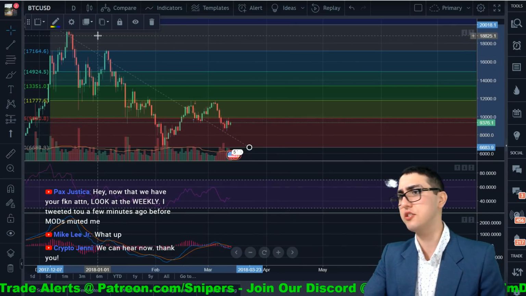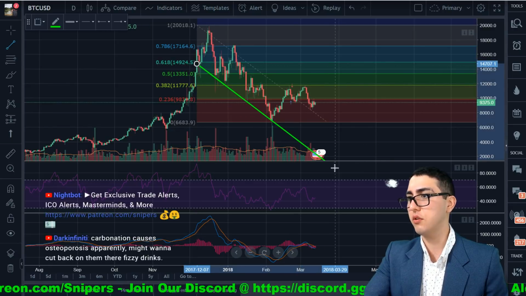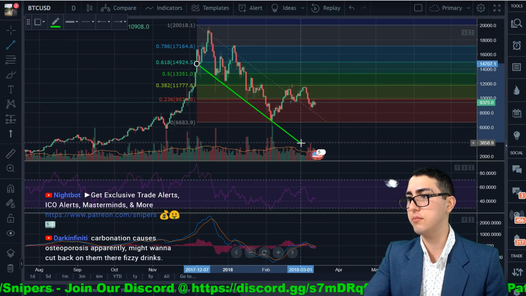If we take a look and zoom in, we'll draw several different important levels to watch here. Of course, we've got this overall bearish flag that has formed since December.